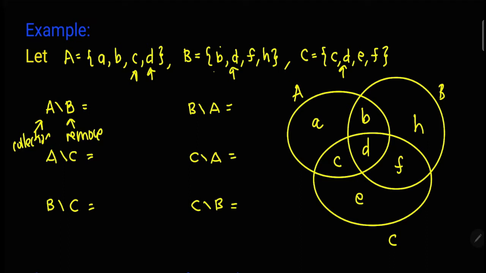So the elements of A are A, B, C, D, and then we're going to remove anything that is in B, which is exactly B and D. So we're going to get the elements A and C.